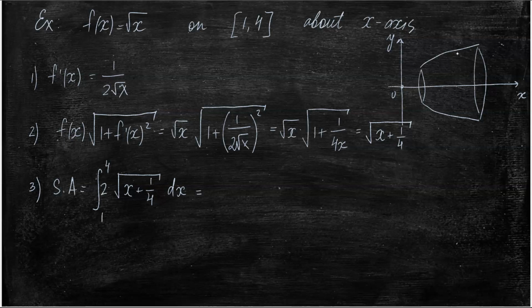And I forgot 2 pi. Usually 2 pi is written outside of the integral because it's just a constant. So let's do that, and then let's find this integral by using the fundamental theorem of calculus. And the antiderivative of that function is 2x plus 1/4 over 3 to the power 3/2, and now we have to evaluate it between 1 and 4.